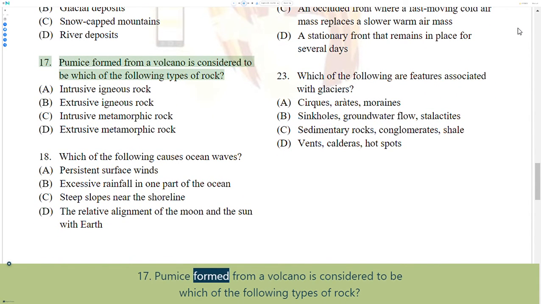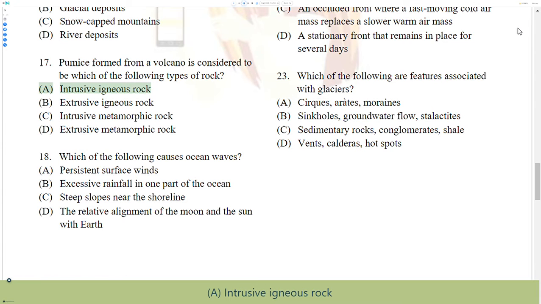17. Pumice formed from a volcano is considered to be which of the following types of rock? A. Intrusive igneous rock. B. Extrusive igneous rock. C. Intrusive metamorphic rock. D. Extrusive metamorphic rock.